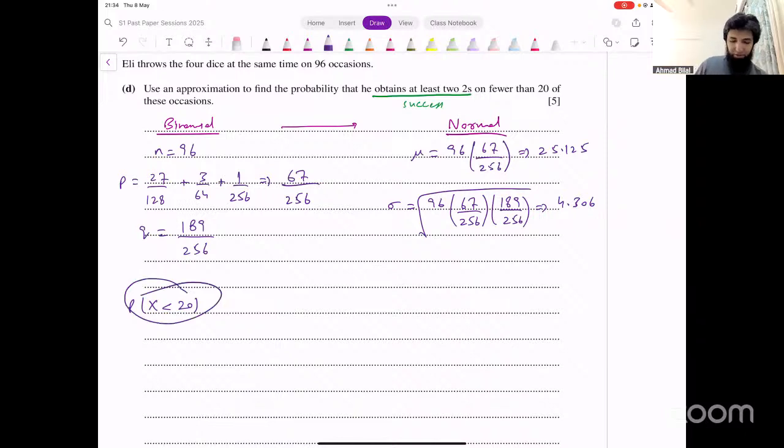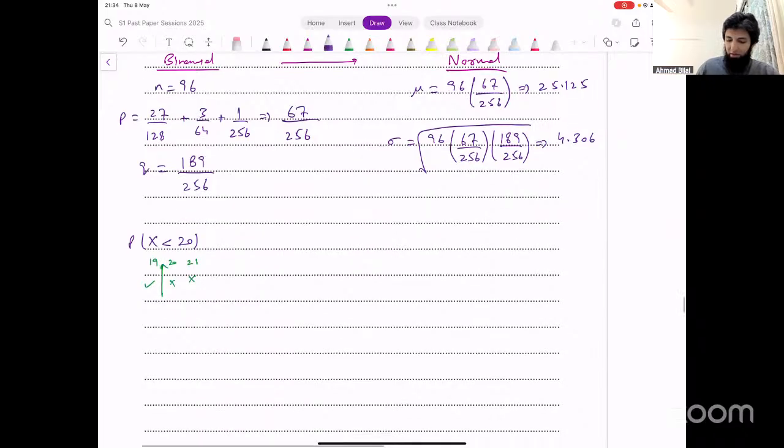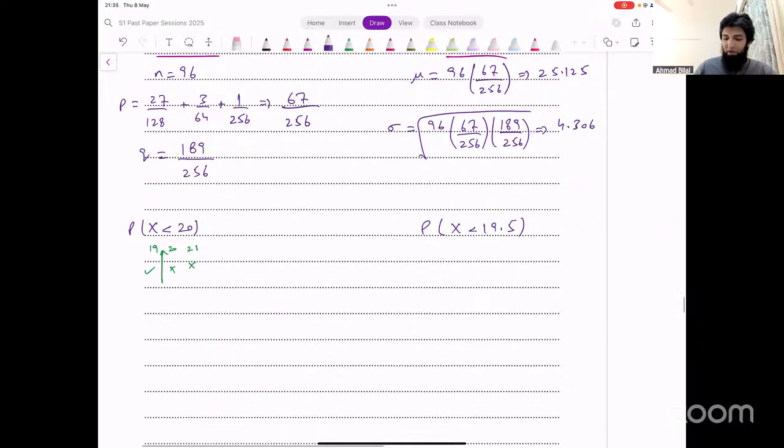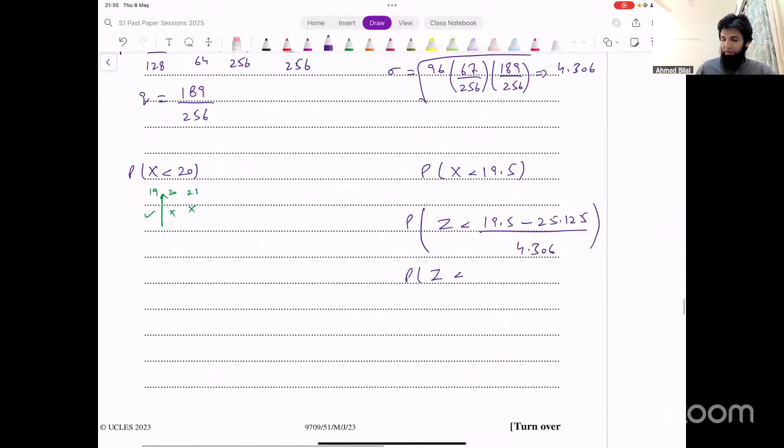Okay. Now, what's the probability that we would have to find in normal? If this is the probability in binomial, we can think of 3 numbers like this: 19, 20, 21. Is 19 included? Yes. Is 20 included? No. 21? No. So we have to choose the midpoint of 19 and 20. This would be X less than 19.5. This is the probability that we now need to find out. How do you do that? Convert it to Z. First of all, you say this is Z less than 19.5 minus the mean, which is 25.125, divided by sigma, which is 4.306. And that will give you some Z value. That's going to be a negative Z value.